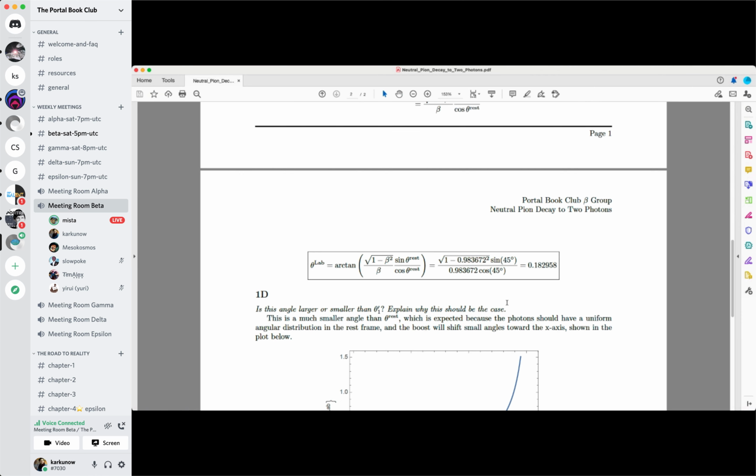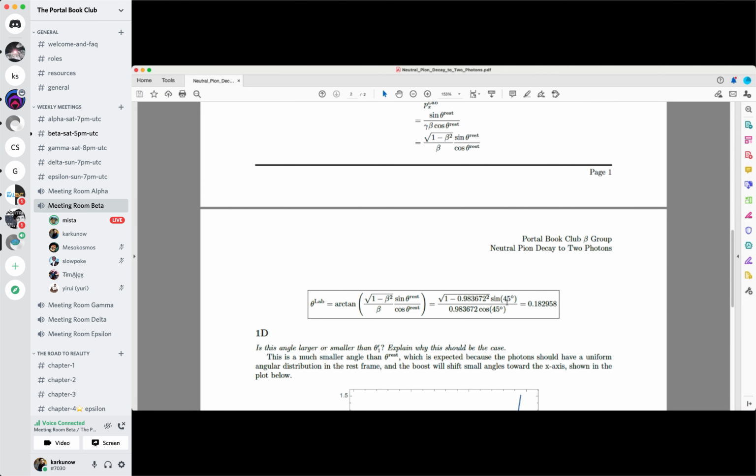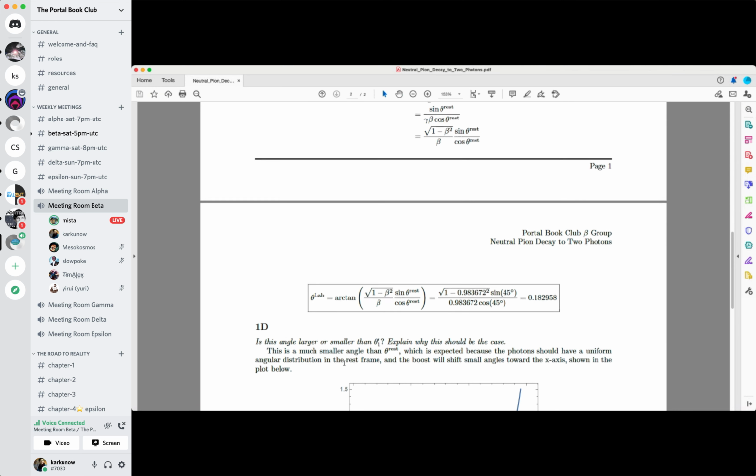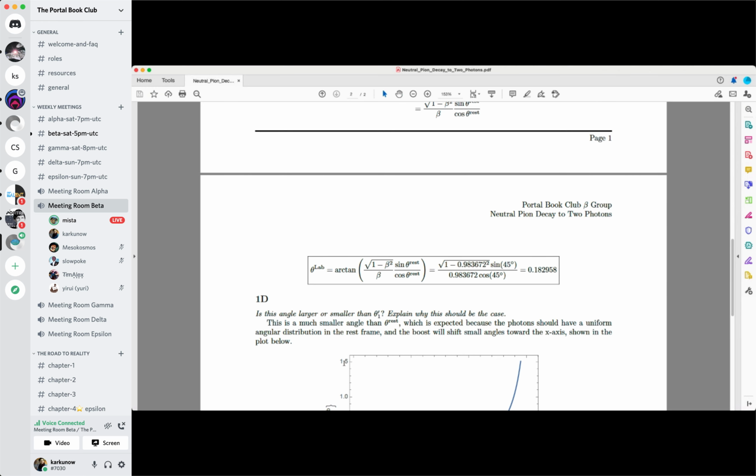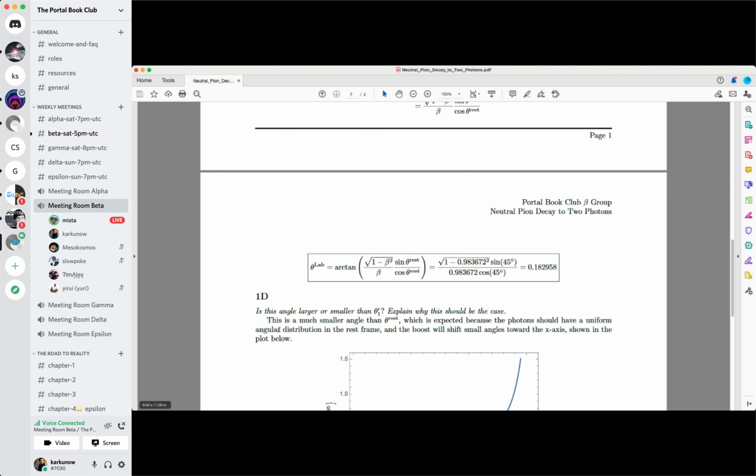But this next part actually gets to our question of, is the angle theta lab larger or smaller than theta rest? As we've been talking about, there's a uniform angular distribution in the rest frame. It should just be emitted in any direction. There's no preferred direction when the pion's at rest. And since the angle is less than pi over 2, the boost will shift it toward the positive x-axis.